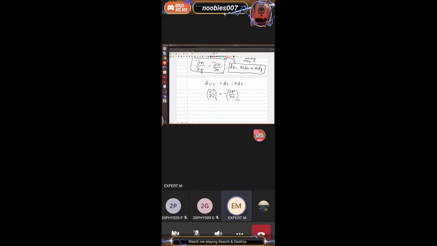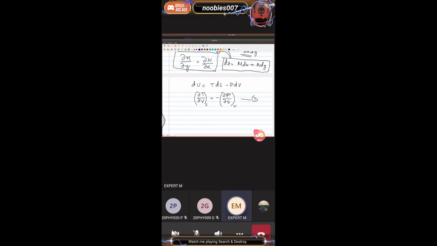Let me check if it is fine. I write this as M, this as x, this as N, this as y. So ∂M/∂y is ∂T/∂V, and ∂N/∂x is ∂P/∂S. The minus sign is absorbed in it. Fine. So this was number 1.